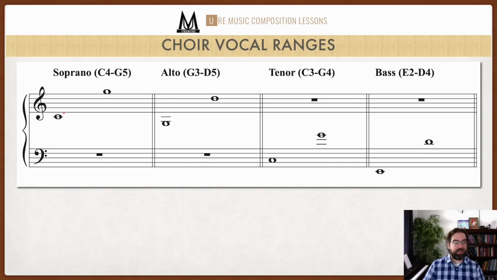So we try and keep our upper voice between the C4 and G5, the alto between the G3 and D5, tenor between C3 and G4, and bass between E2 and D4. So you wouldn't really want to have a bass note that has a G4. That would be better given to the tenor, because these are all the ranges that are most easy for singers to perform.